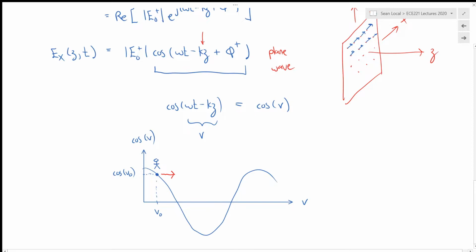right. This wave travels because z has to increase. This is not a plot versus z, but in order for v to remain constant, if omega t increases, the product kz will have to increase by a corresponding amount to keep the difference between omega t and kz constant and equal to this value v naught.